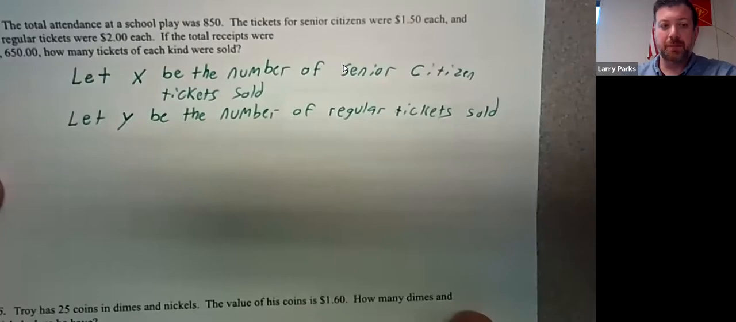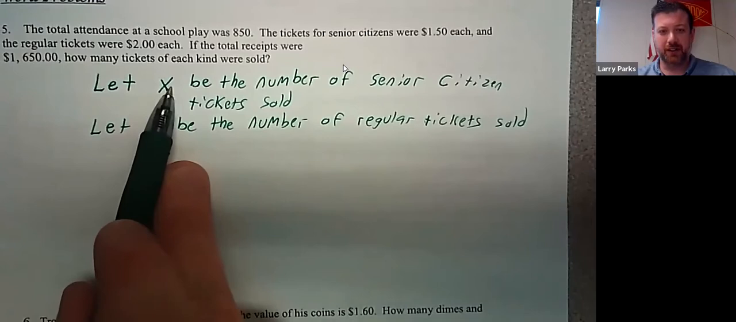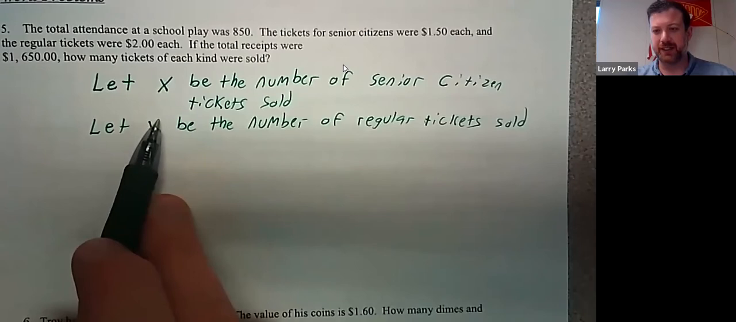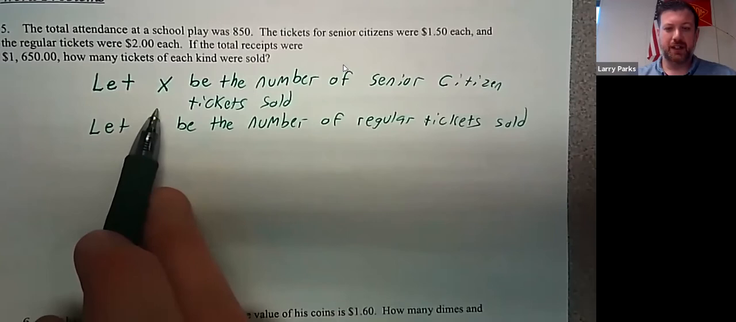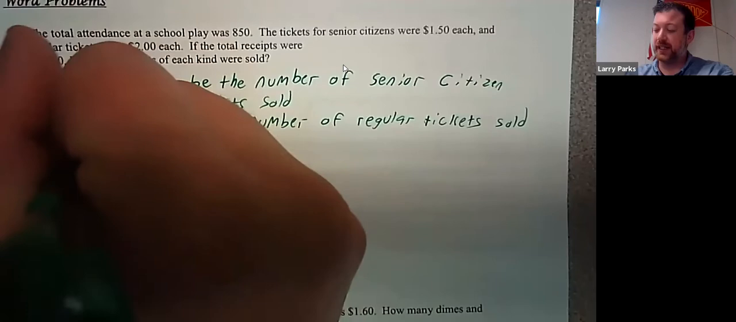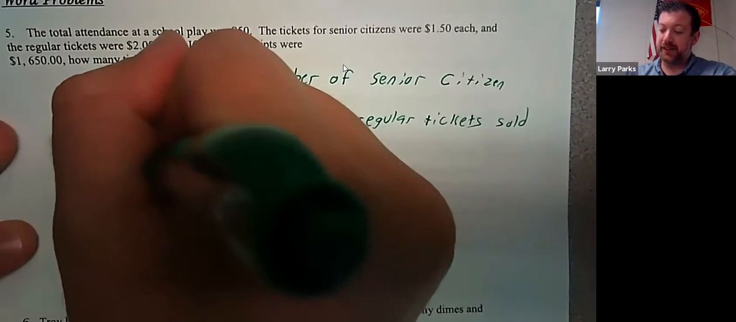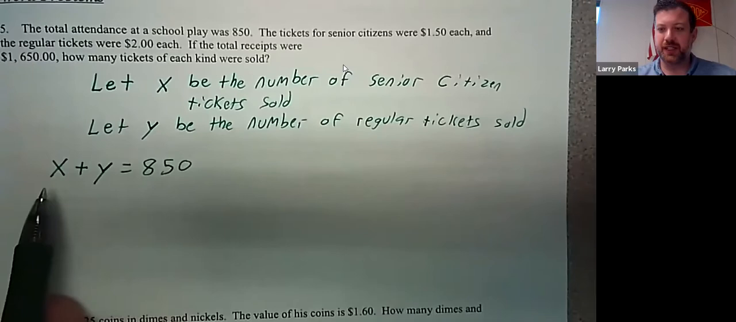So the first thing I know is that this could have been all senior citizens that attended. It could have been all regular tickets sold. So that would be non-senior citizens. It could be half and half. We don't know, but we do know that they add up to 850. So I would say X plus Y is 850. There are many different combinations that will make this true. 850 and 0, 849 and 1, 848 and 2, 847 and 3. And so until we know more information, we can't solve this.